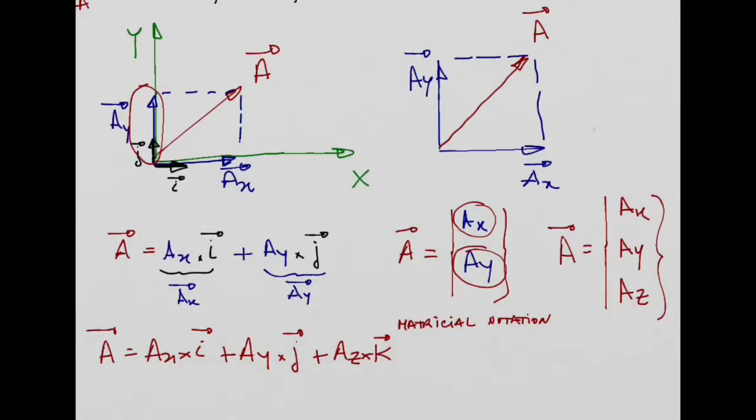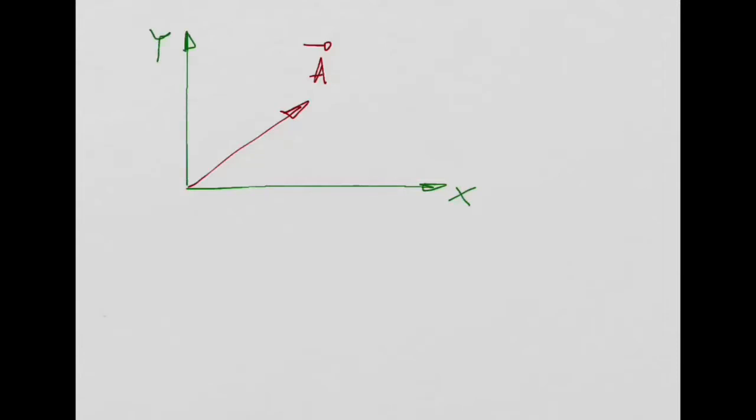All right? So let's do one example. Imagine, for example, I give you this vector A. Let's do a two-dimensional example. So this is my x-axis. This is my y-axis. All right?